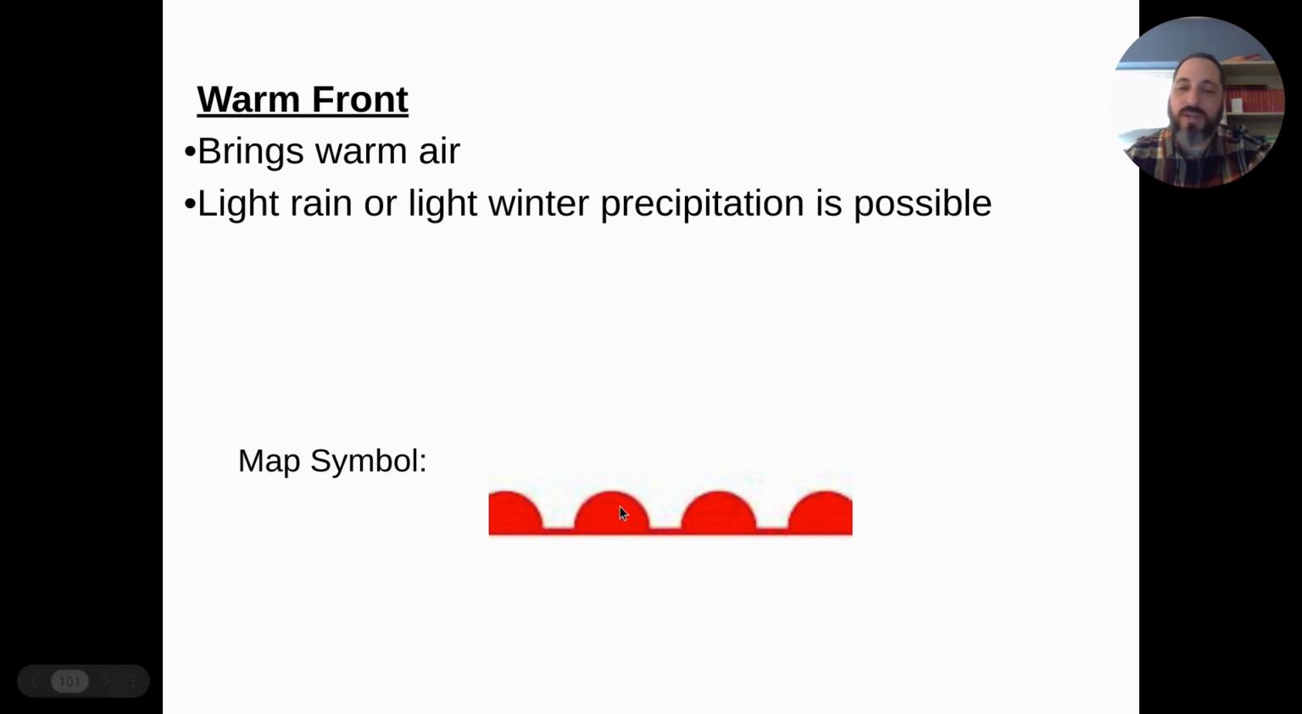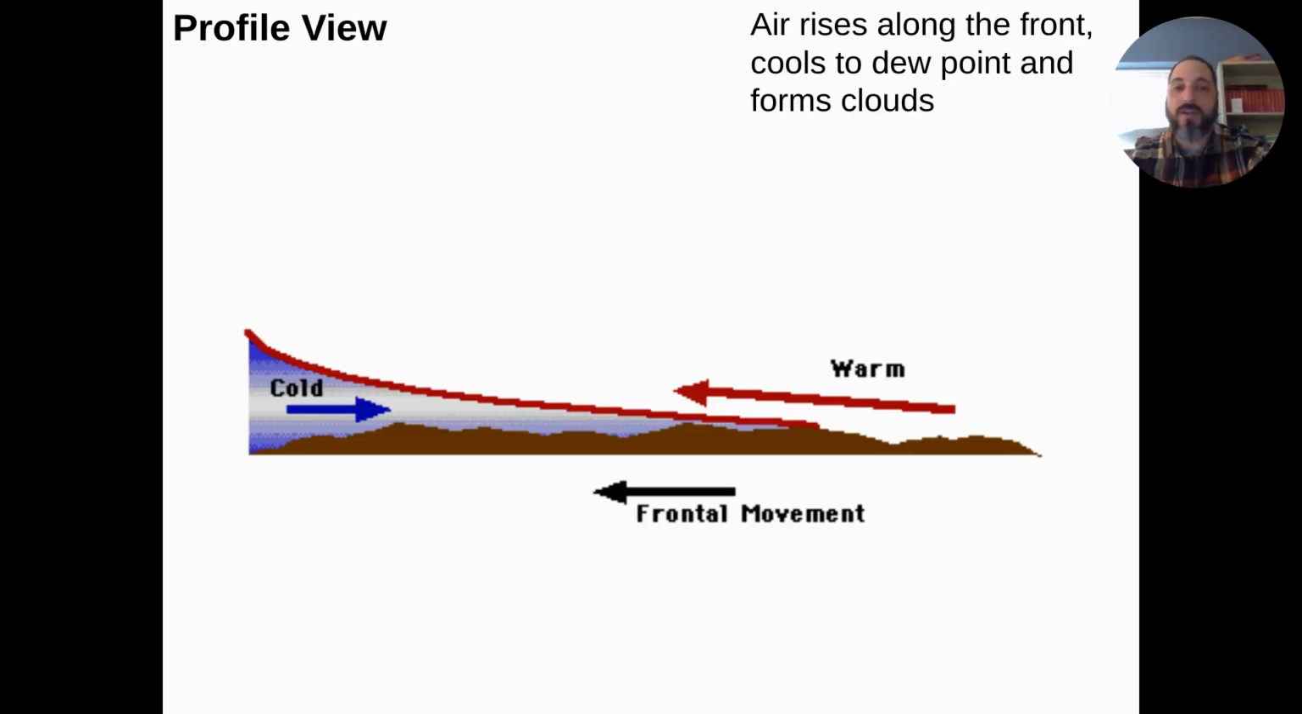The map symbol right here is these semicircles. This is also in your reference table if you need to know this, but it's going to be represented on the map like that. Air is going to rise along the front, and it's going to cool to the dew point and form clouds.